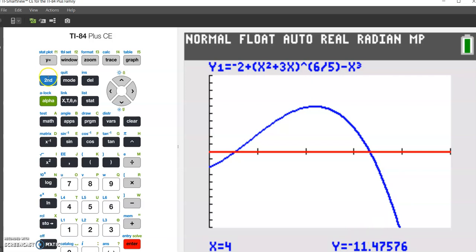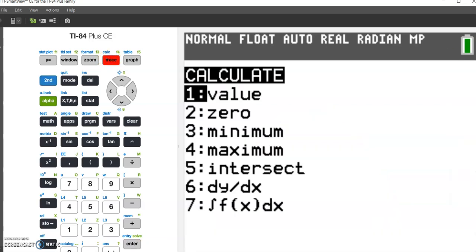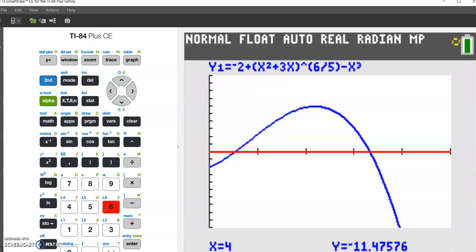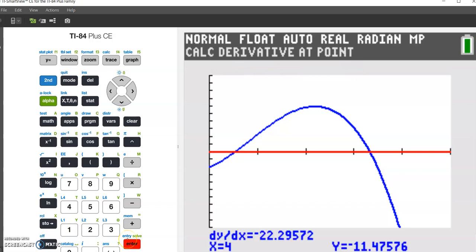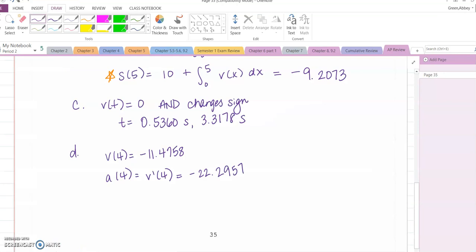You can also calculate the derivative on your graphing screen. So calculate the derivative and then hit 4, enter. And it says at x equals 4, the derivative is negative 22.2957. So there's two different ways that you can come up with that answer. In the end, you still have to give a reason for your answer. So it's not enough to just write those numbers down on your paper. You have to write your conclusion.